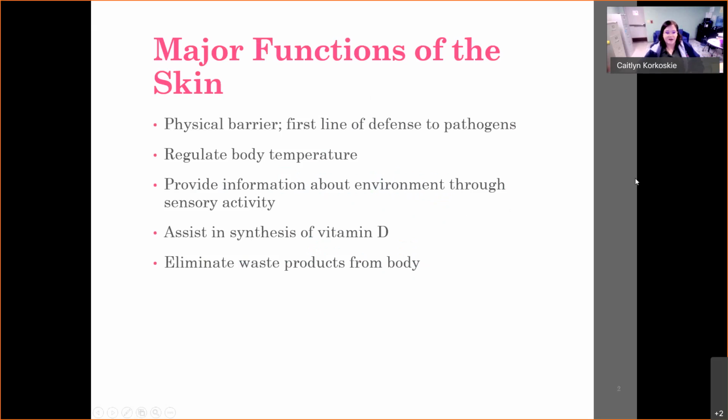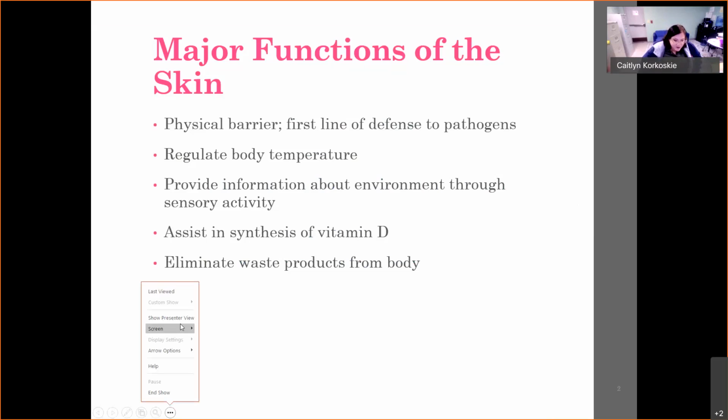So we're going to go over the functions of the skin first. The main function of the skin is to make a barrier, so it's the first line of defense against pathogens. Our skin is also the largest organ of the human body. It helps to regulate our body temperature and to provide information about the environment around us, so telling if it's hot or cold, and also helps with the synthesis of vitamin D, and helps to eliminate waste products from our body, like with our pores, how we have sweat and other fluids come through our pores. It helps to get rid of that excess waste.